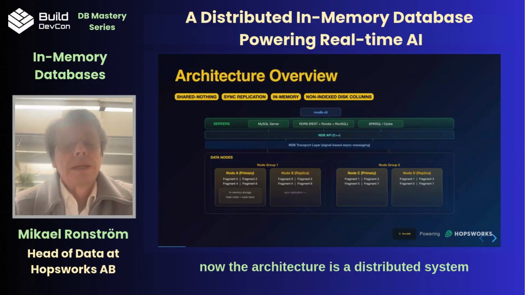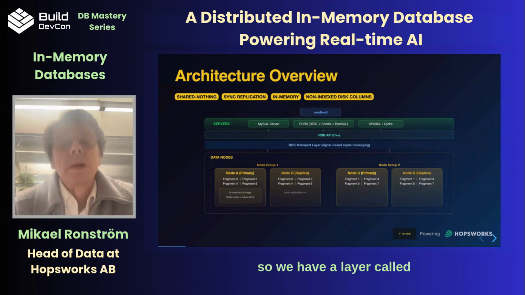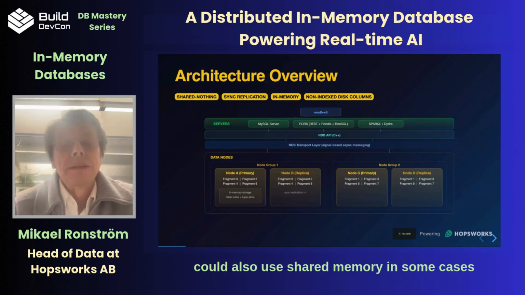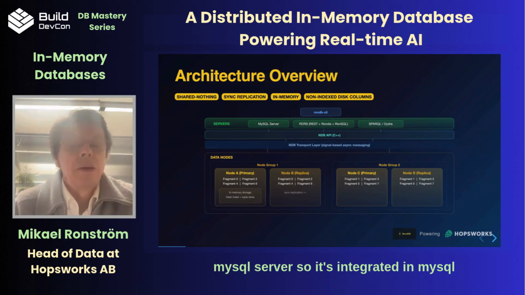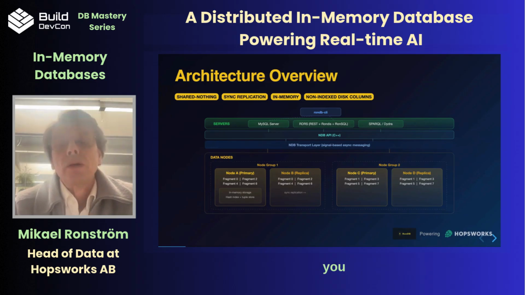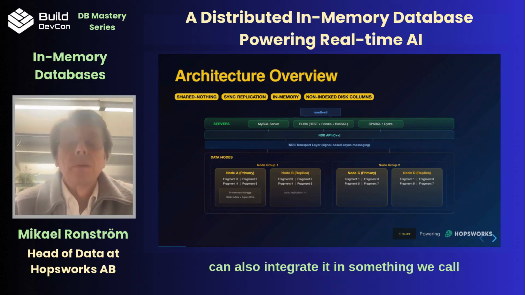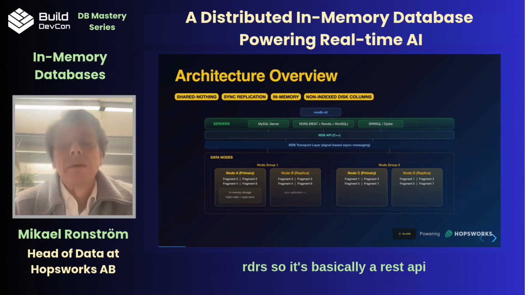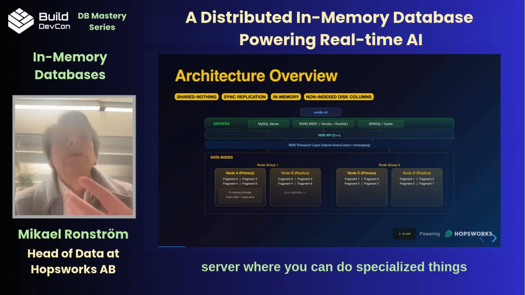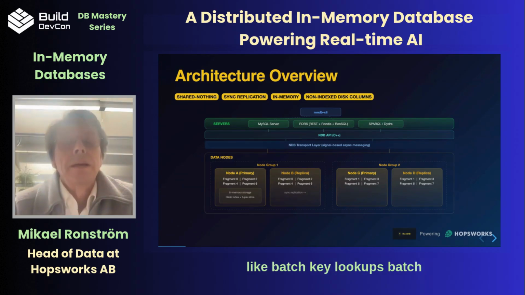Now the architecture is a distributed system. We have a layer called the RonDB API, and we put that on top of a normal transport layer using sockets. Could also use shared memory in some cases. On top of that RonDB API, we have a MySQL server, so it's integrated in MySQL. You can also integrate it in something we call RDRS, which is basically a REST API server where you can do specialized things like batch key lookups and batch writes.